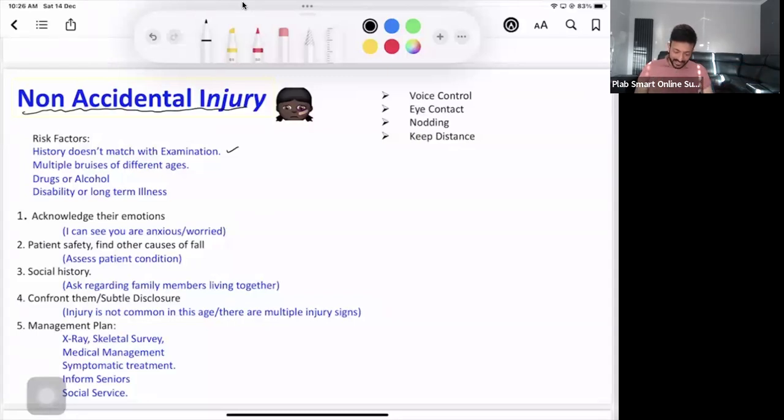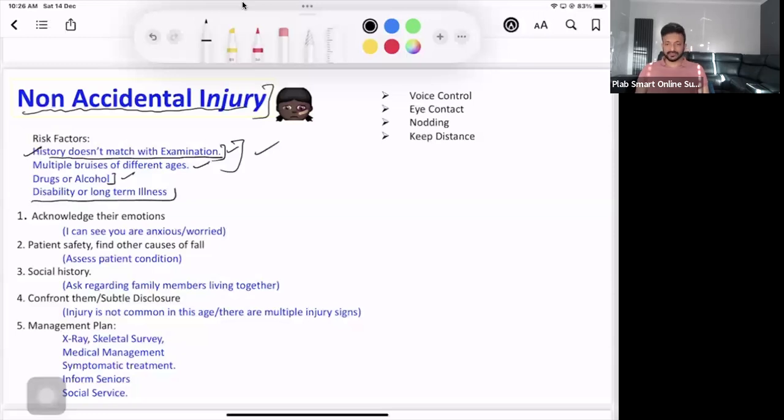So whatever history the patient or the relative or the daughter, for example in the previous scenario, is giving you, if it doesn't match the examination findings, it means there is something fishy, right? Multiple bruises of different ages means something is wrong, non-accidental injury, right? And sometimes you will get a patient, if you're talking to the daughter, who is taking too many drugs and alcohol, or has a disability or long-term illness.